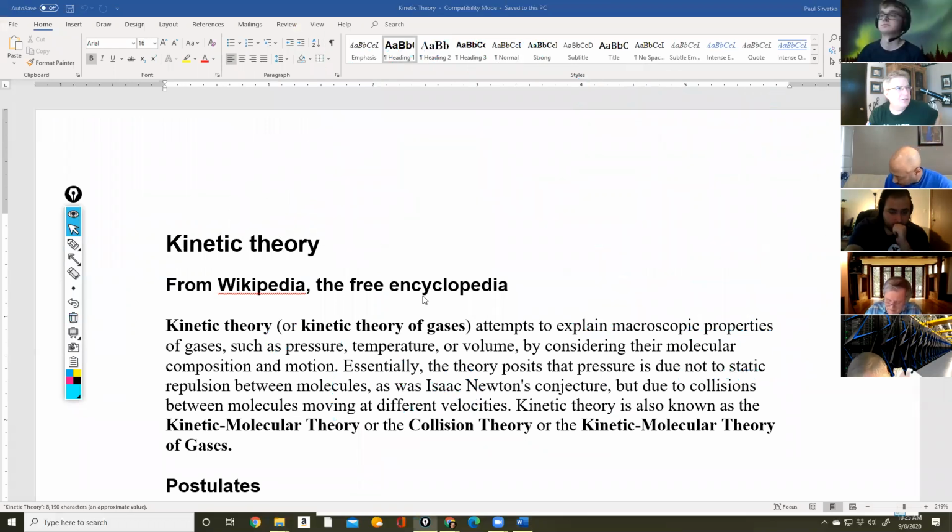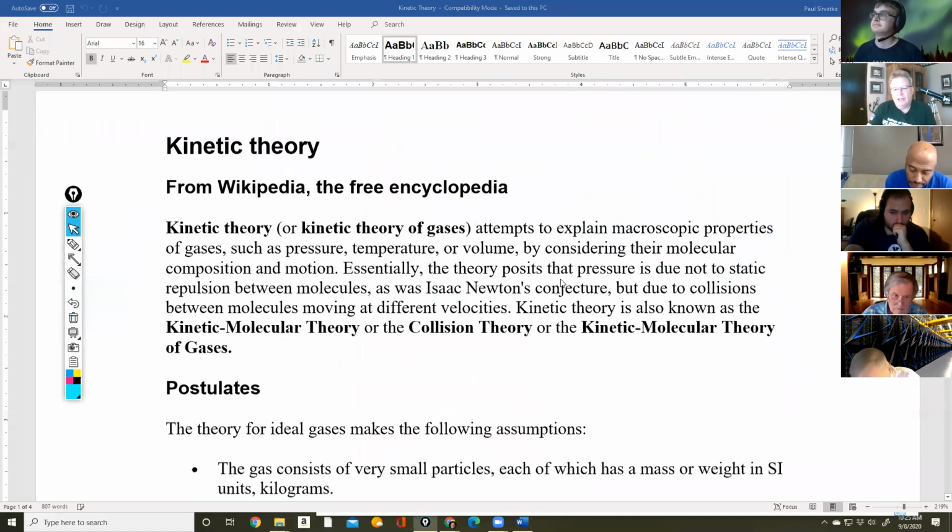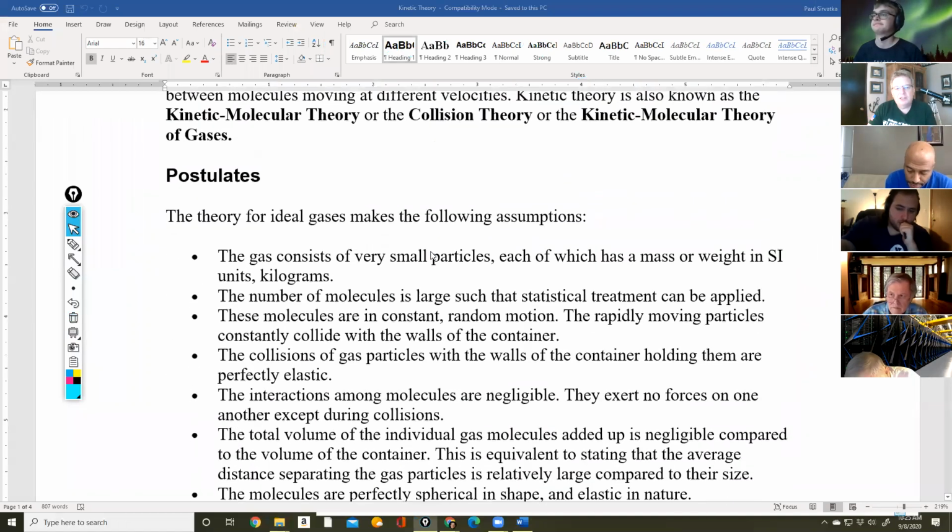So now let's take a look at what we say in this. The kinetic theory of gases. Let's look at the postulates. The gas consists of very small particles, each of which has a mass in SI units, kilogram. The number of molecules is large, such that statistical treatment can be applied. Molecules are in constant random motion.